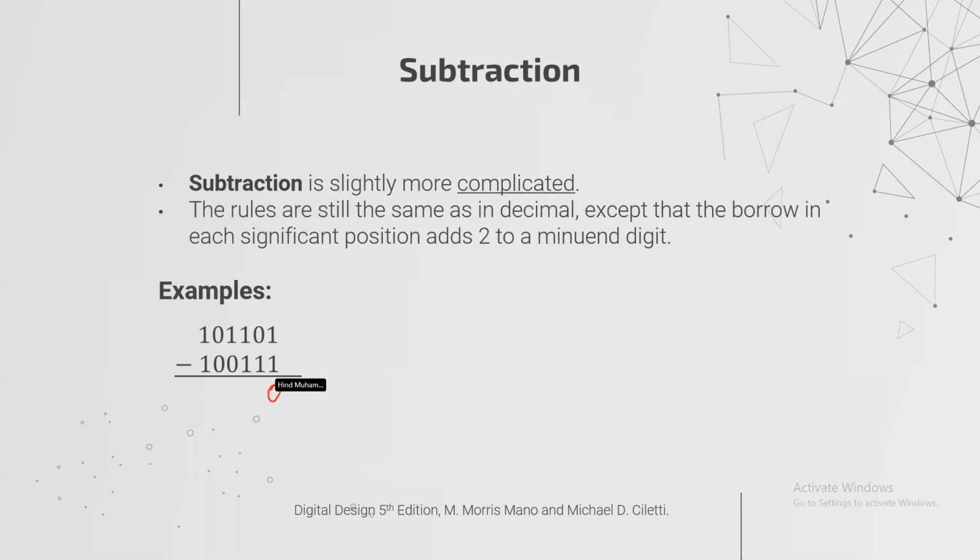So we have 0, and subtracting 1 from 0 cannot be done. So we use the borrow system: add 2, borrowed from here. So subtract 1 from 2, it's 1. Subtract 1 from 0, it cannot be done. So the 0 borrows and becomes 10, which is 2. Subtract 1 from 2, it's 1. 0 from 0 is 0, 0 from 0 is 0. And 1 from 1 is 0.